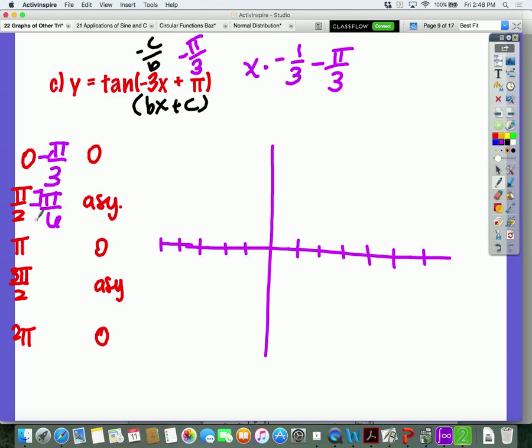Okay. Wait, so you do pi over 2 times negative 1/3, that's a negative pi over 6, right? Yes, ma'am. And you have to subtract that by pi over 3. Common denominator would be 2 pi over 6, right? So then you have a negative pi minus 2 pi, which is negative 3 pi over 6. So what was the c, negative pi over the absolute value of b? To find the phase shift is negative c over the absolute value of b. Pi. Okay. Why?